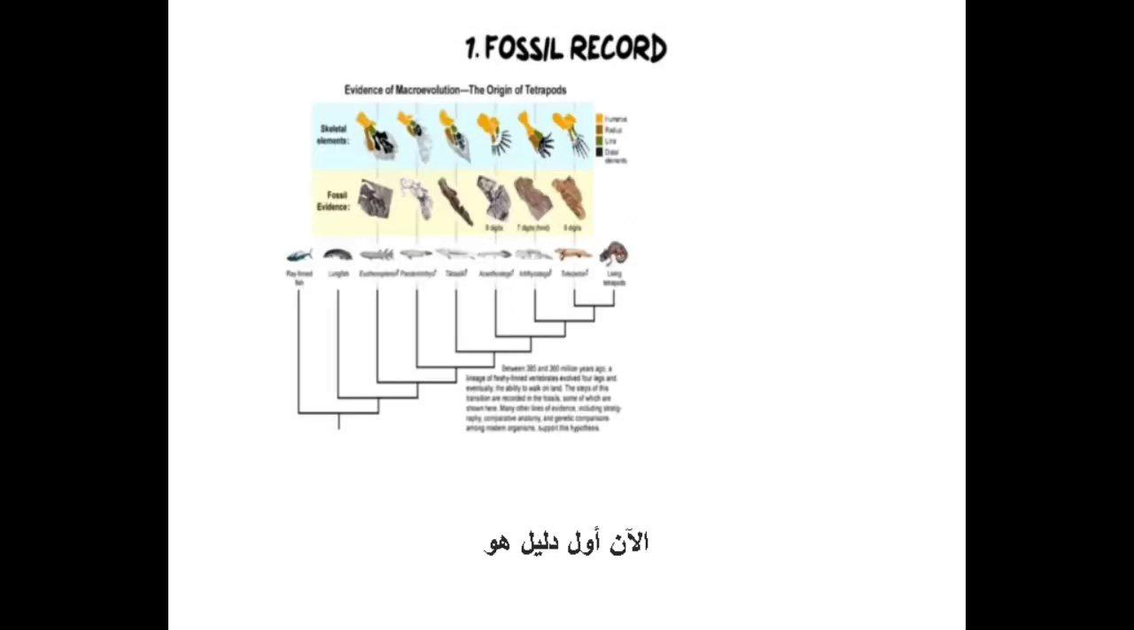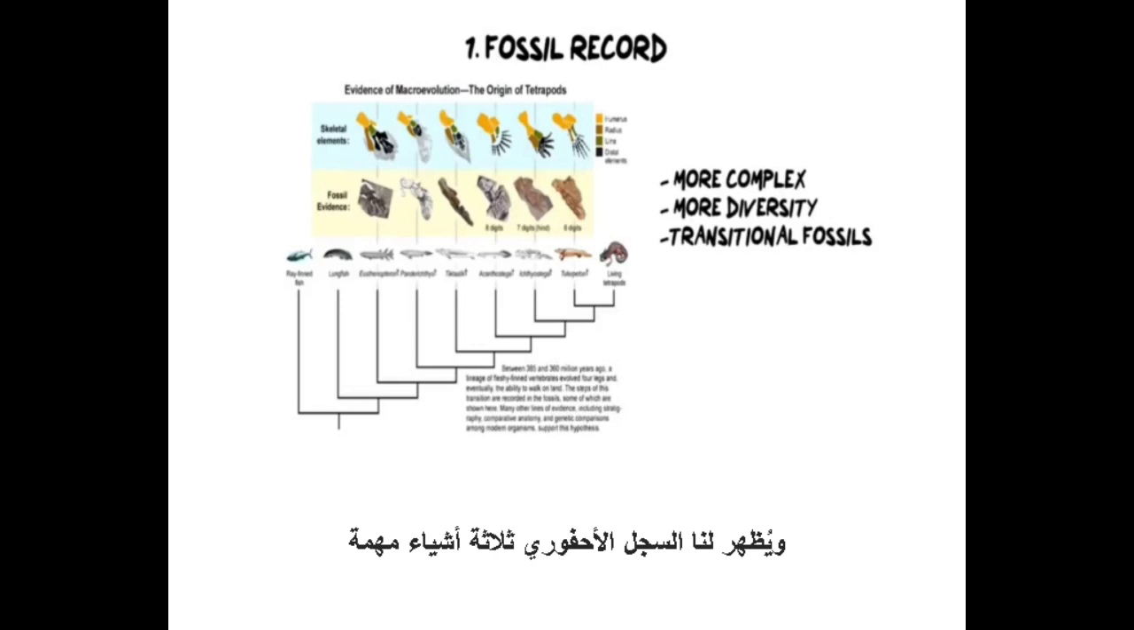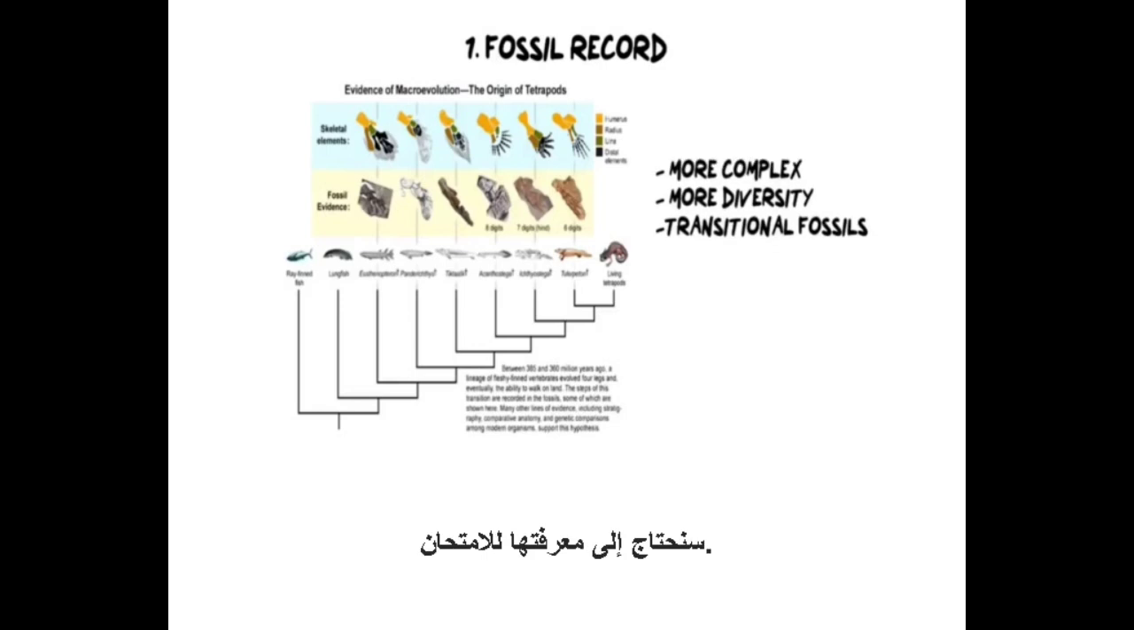Now, the first piece of evidence is the fossil record. And the fossil record shows us 3 important things that we will need to know for the exam. The fossil record shows us that organisms over time become more complex. In other words, their structures are more complex. They become more diverse. In other words, we started off with simply being a simple group of cells like protists and bacteria, and now we have arms and legs and eyes and so many complex tissues.